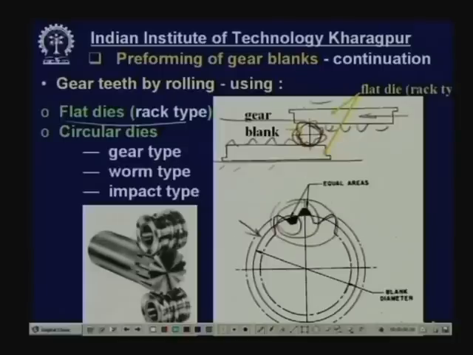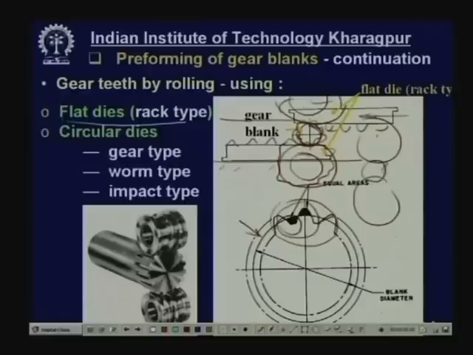And this kind of gears, rolled gears, are very strong and very accurate, with good surface finish and surface integrity. Now we can also use circular dies. If this rack is gradually converted into a circular ring, then this will be a circular die. The circular dies are harder. So between two circular dies, which are basically gears, you put the blank, and this will also produce gears according to the teeth of the rolling dies.